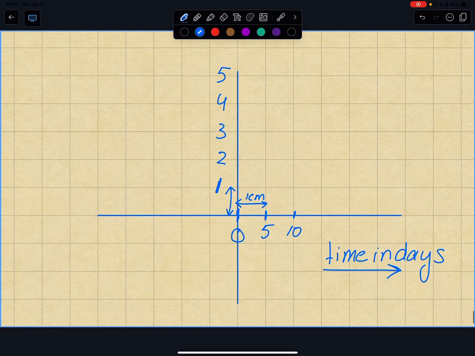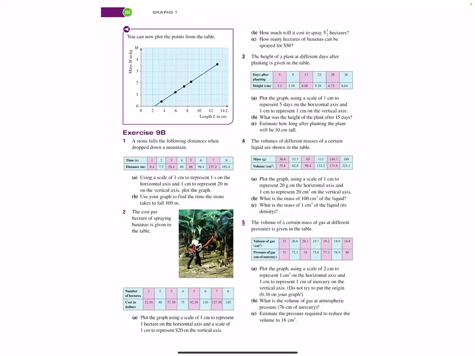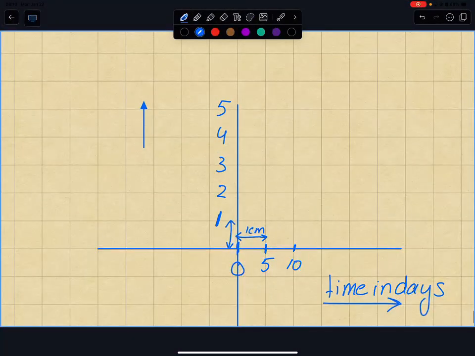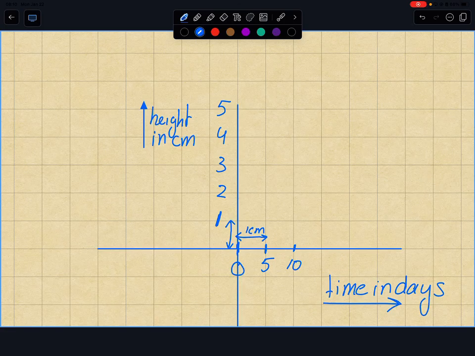And then on the Y-axis, it's length in centimeters. Is it length? Height. Length, height. So it's height in centimeters. It's height in centimeters. Remember to indicate these specific things.